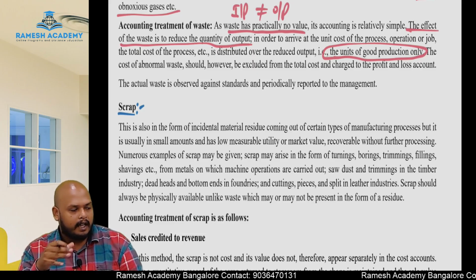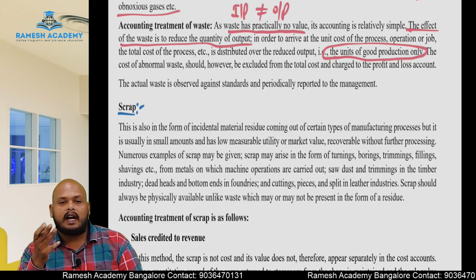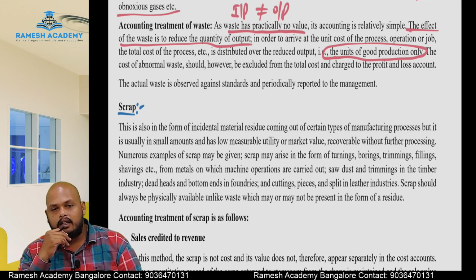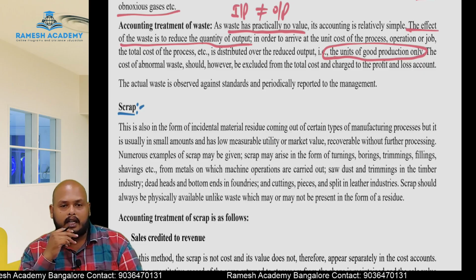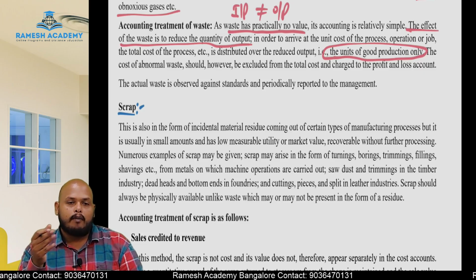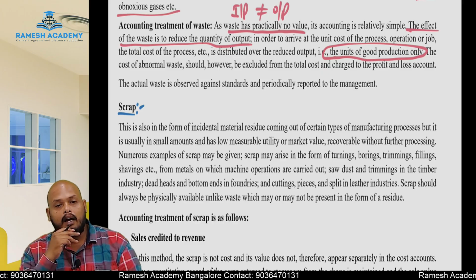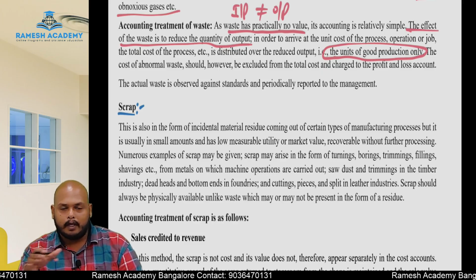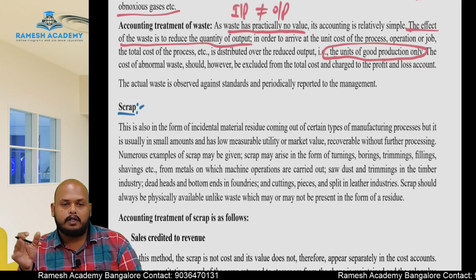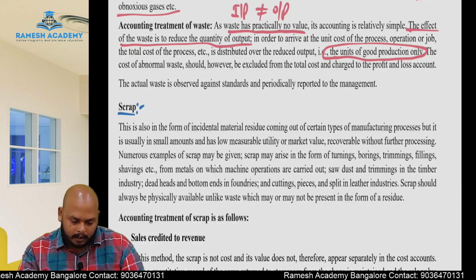Not only that, when we are laying marbles in your house, 100% of the marbles cannot be used. Certain marble pieces will become waste. Those broken marble pieces we can sell in the market. They will be purchased by people who use them for walking lanes and gardening purposes. That is called what? Scrap. Let us see the definition here.